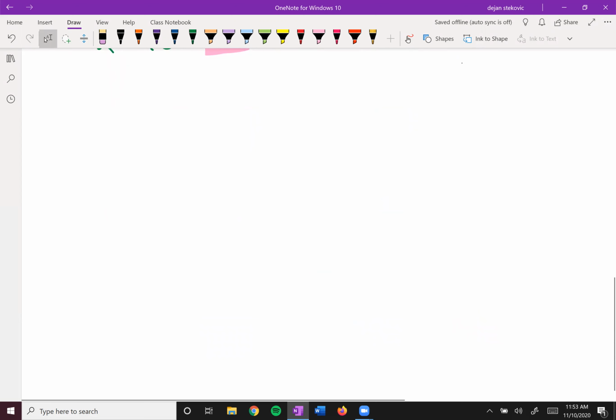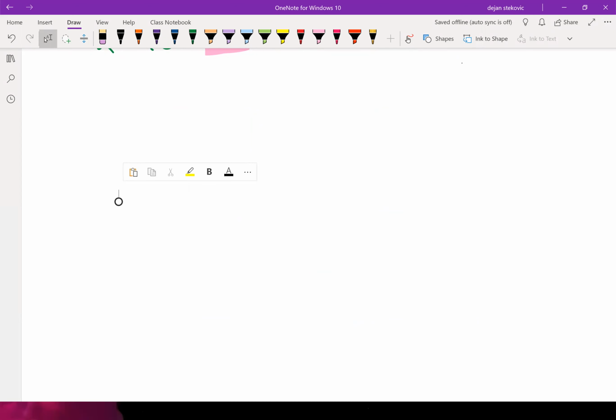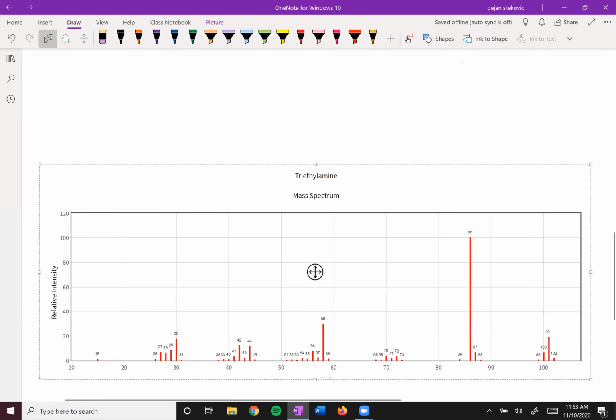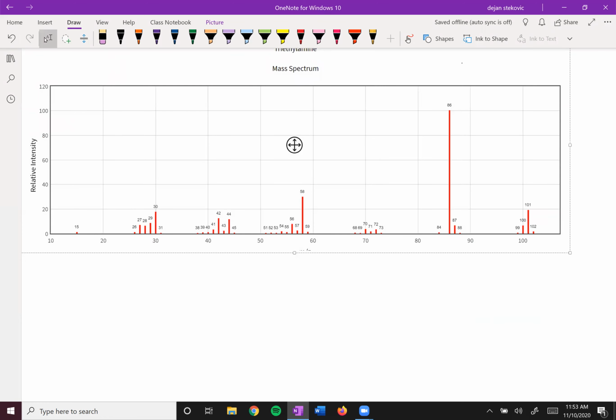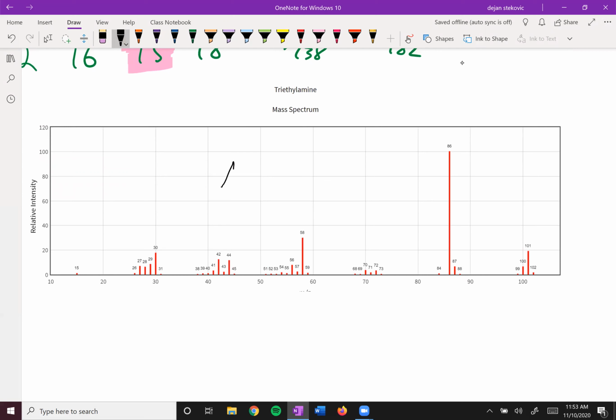Really, all you need to know is, if you see an odd mass, you've got an odd number of nitrogens. So for example, here we have triethylamine. So it's a nitrogen with three ethyls attached to it. And you can see that our molecular ion peak is right here at 101. This 102 is the M+1 peak. So again, odd mass means odd number of nitrogens.